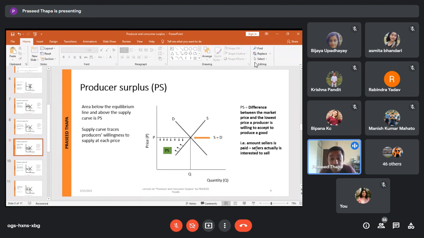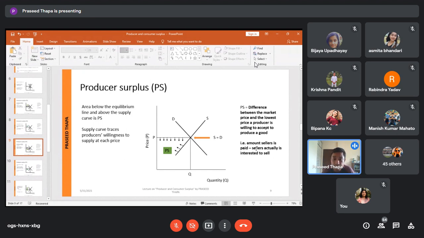It is the differences between the amount sellers is paid. How much of amount is paid to the sellers? And how much is the amount that actually sellers is interested to sell his or her product. जस्तै मैले चाहिँ के भयो त जस्तै म चाहिँ 100 रुपैयाँमा म बेच्नको लागि रेडी थिएँ. ओके, तर मलाई चाहिँ इक्विलिब्रियम प्राइसले चाहिँ मलाई त 120 मा पुगाइदियो. भनेपछि हामीले के भयो त दैट इज गेन टु द प्रोड्युसर्स हियर.